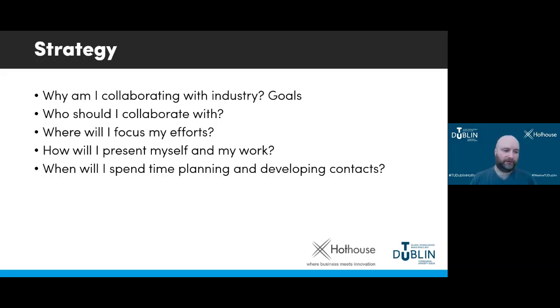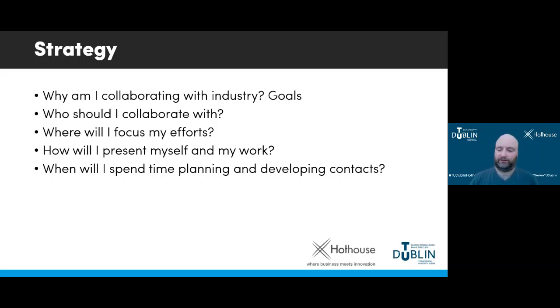Where will I focus my efforts? Where am I going to meet these people? Where am I going to do my networking? Where am I going to spend time and energy? And when I get that opportunity, have prepared, and think about how I am actually going to present myself and my work. Have I got a quick, natural pitch ready to explain to anybody what I'm doing?